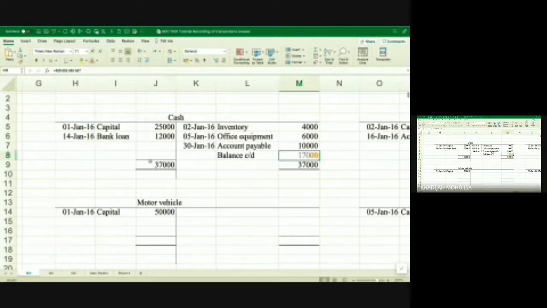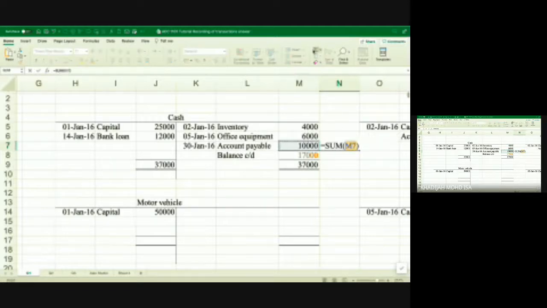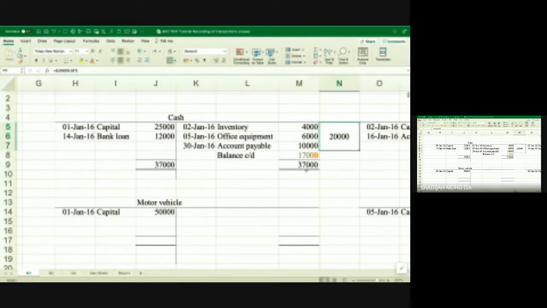But how do you know what is actually the balance? It means that the cash account should have 37,000, but you have also made payment for your inventory, office equipment, and accounts payable. So what you do is that you have to see what is the total of your credit balance, all right? What is the payment made? So you know that the total amount here is 20,000. Right? So 37,000 minus 20,000 means that the balance here must be 17,000.